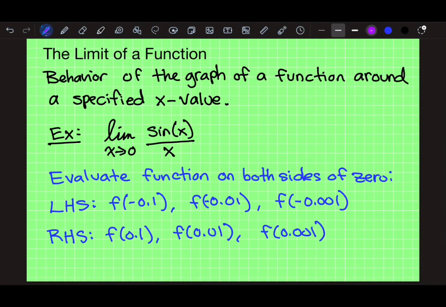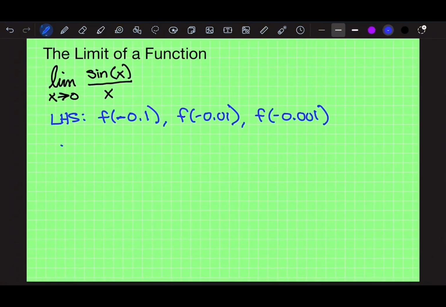So in this video, we're going to talk about the limit of a function. And when we talk about limits, we want to look at the behavior of what the graph is doing around a specified x value. And we need to look at that from both sides. So first, we'll start with the left-hand side.